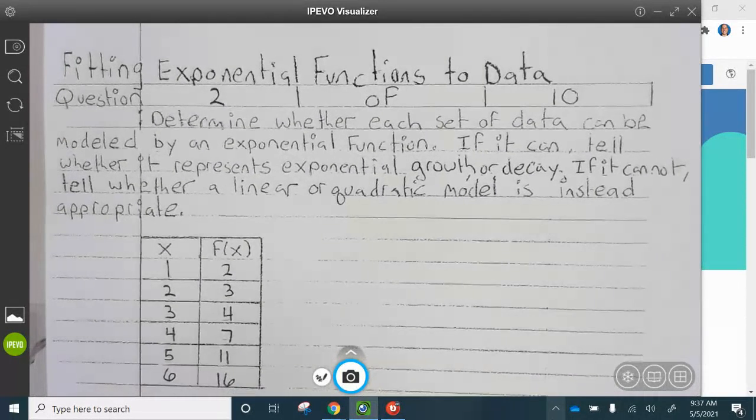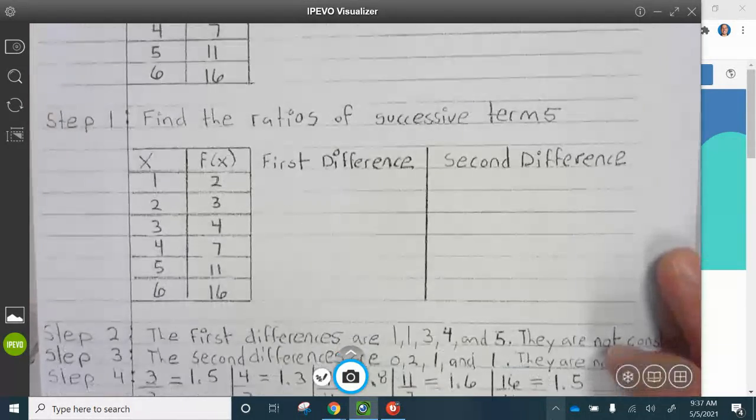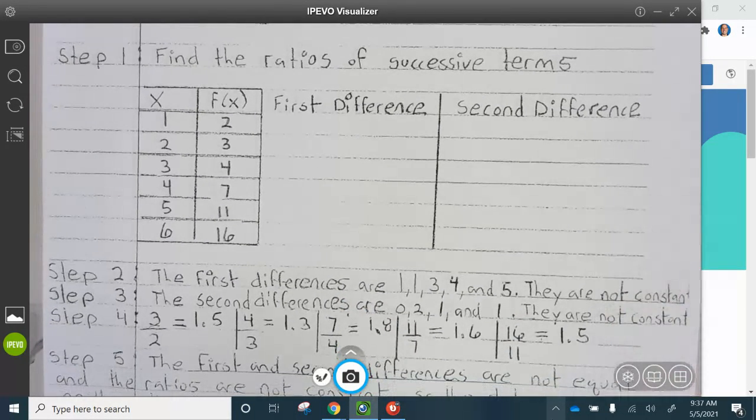All right, question 2 of 10. Determine whether each set of data can be modeled by an exponential function. If it can, tell whether it represents exponential growth or decay. If it cannot, tell whether a linear or quadratic model is instead appropriate. So there's our table. All right, step 1.